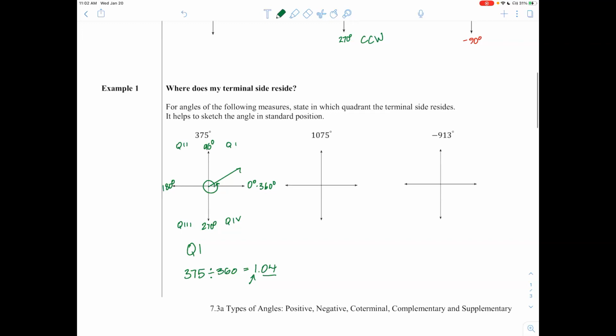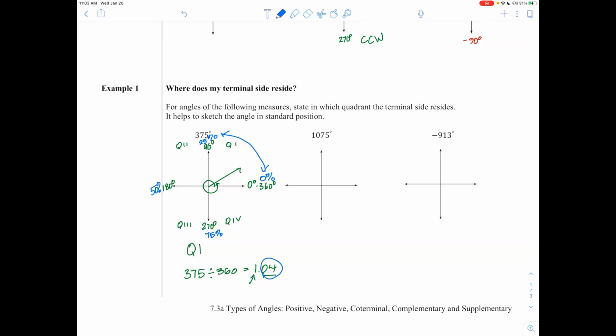So you could consider, in a different color here, that this would be 0% of a rotation if I land on the positive x-axis. This could be 25% of a rotation. 180 degrees would be 50%. 270 would be 3/4 of the way, or 75%. And so this 4% falls between 0 and 25%. So it's one full revolution and then 4% of a revolution. That means it ends in quadrant 1.